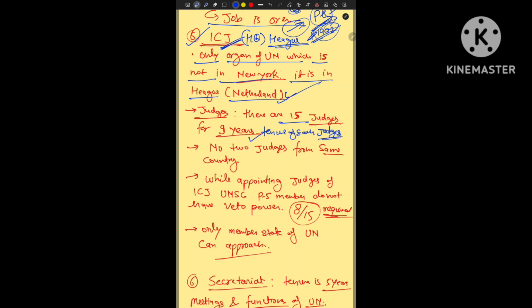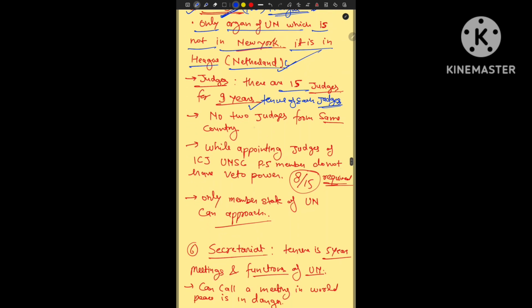Tenure of each judge is 9 years, and no two judges can be from the same country. Like if one judge is from India, a second judge cannot be from India. So one state can have one judge only.